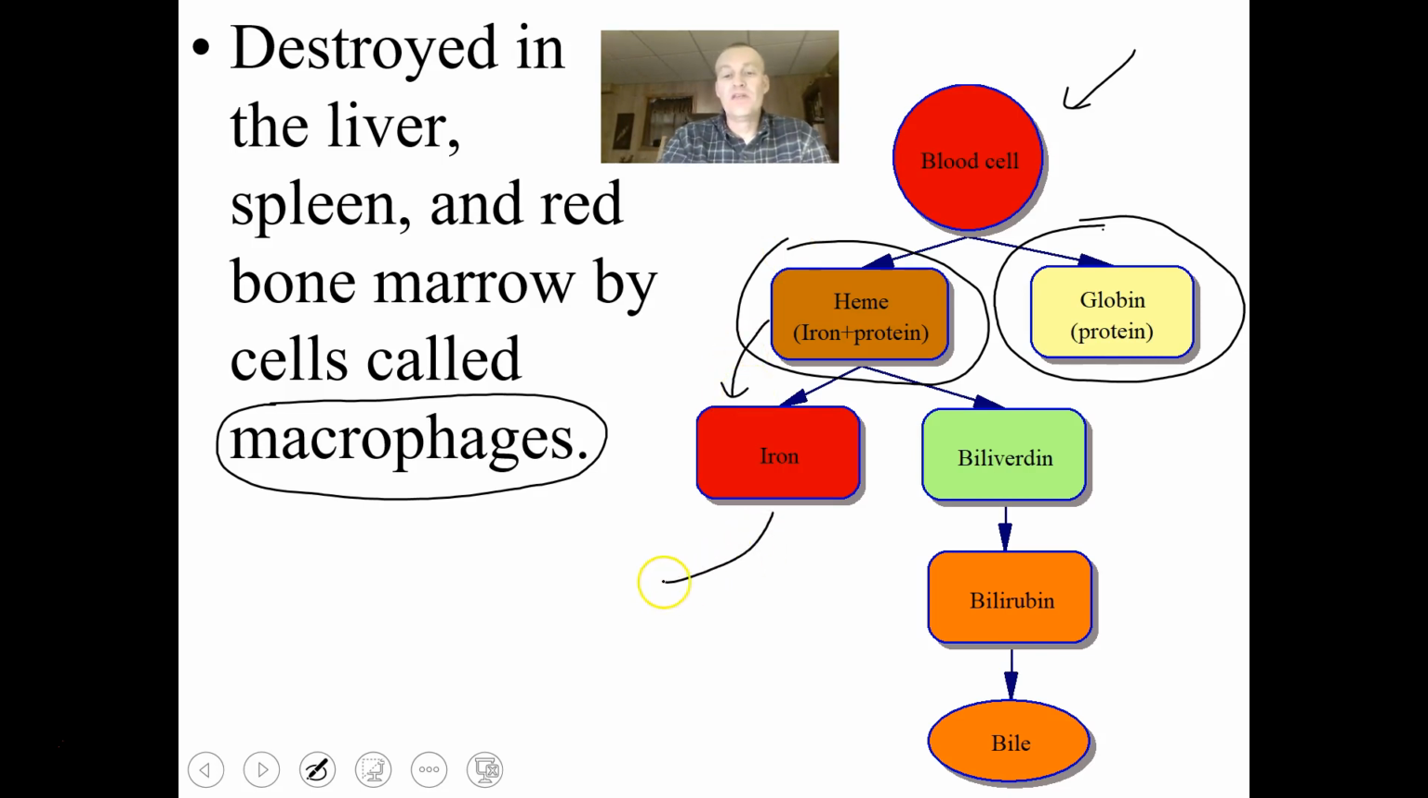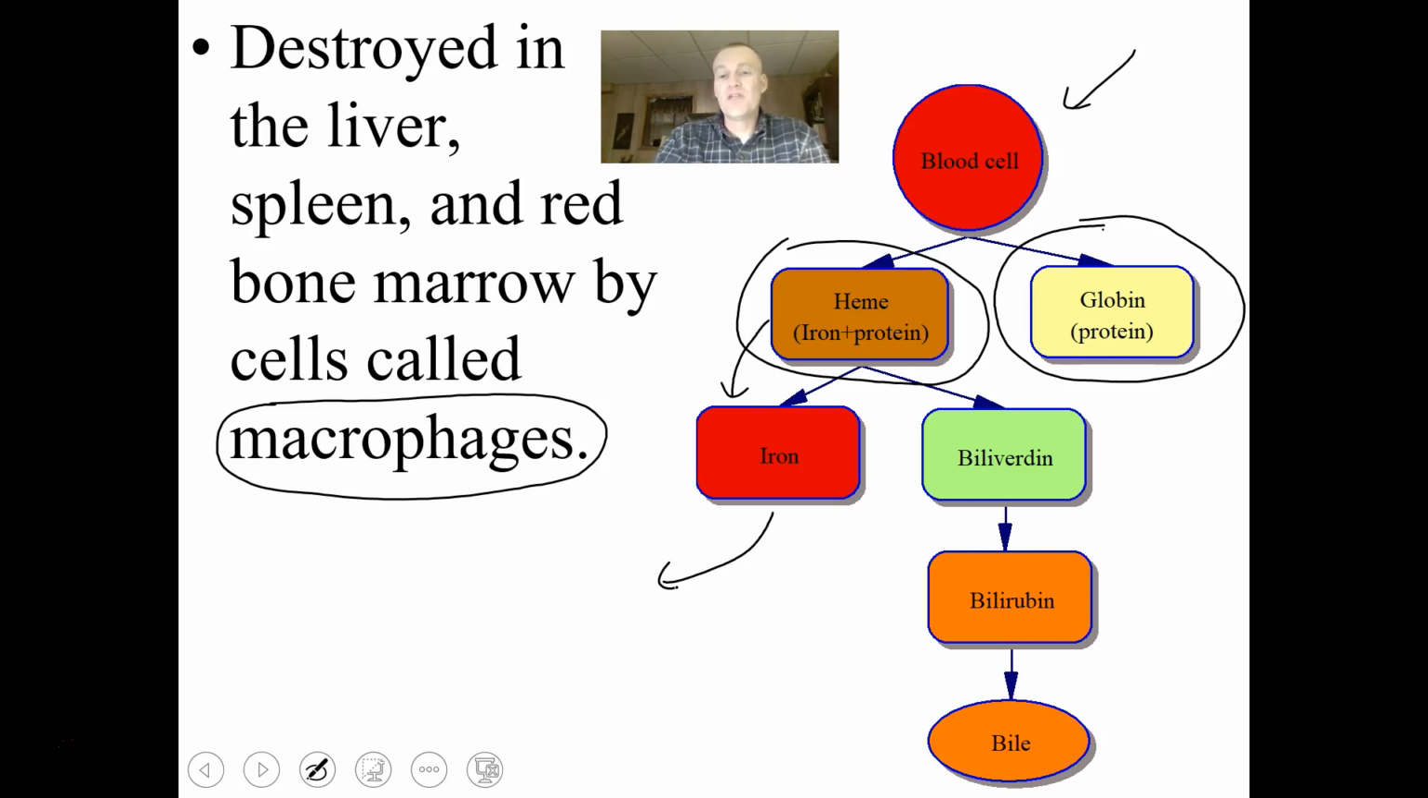The iron will be ferried via proteins called transferrin. These proteins will take the iron to your bone marrow or to your liver. If it goes to your liver, it's stored. If it goes to your bone marrow, it's used to make new blood cells and more new hemoglobin.